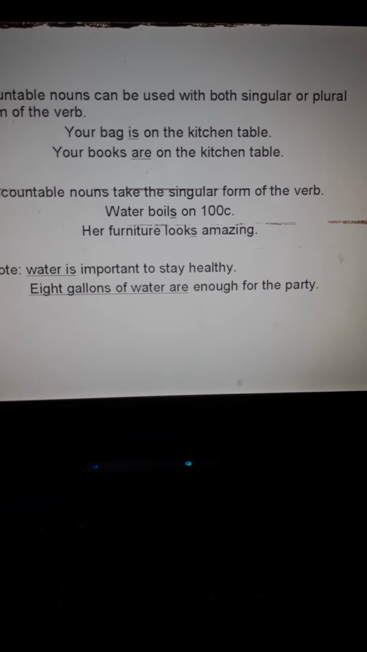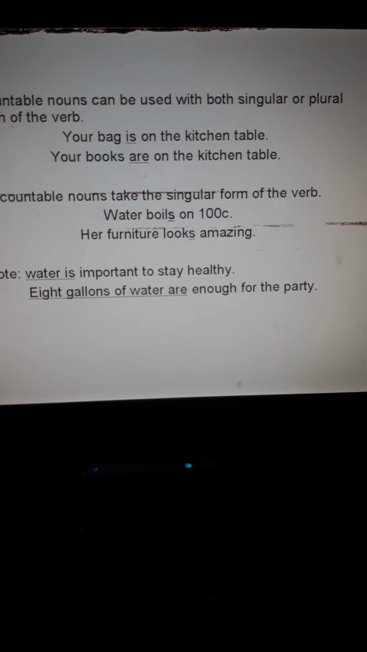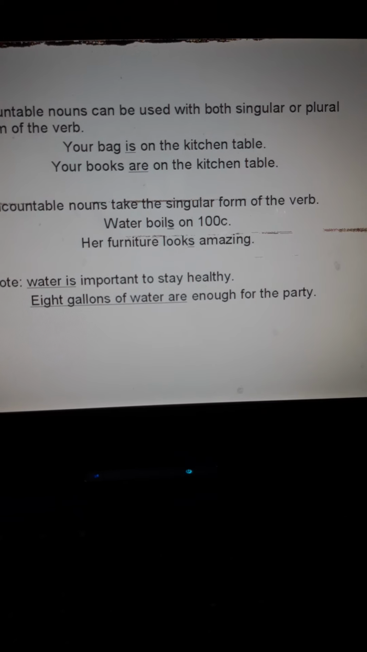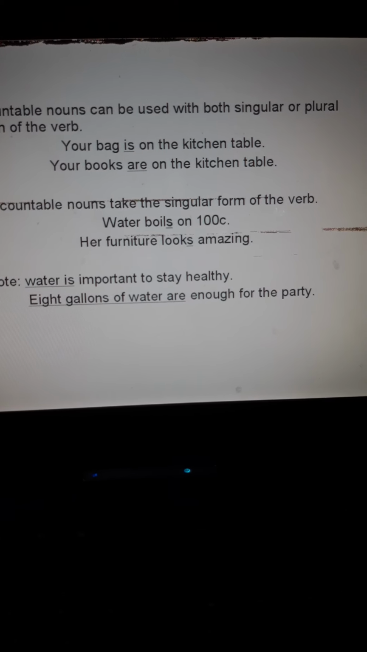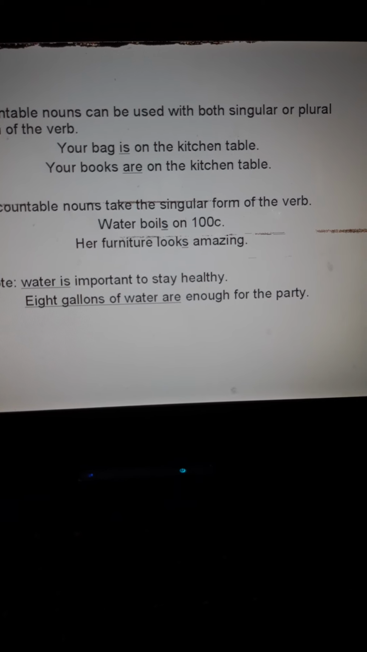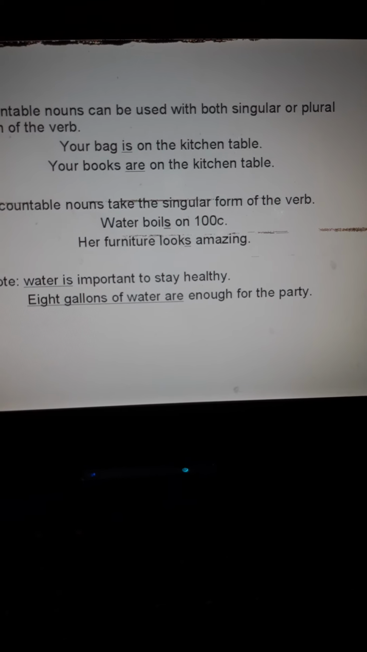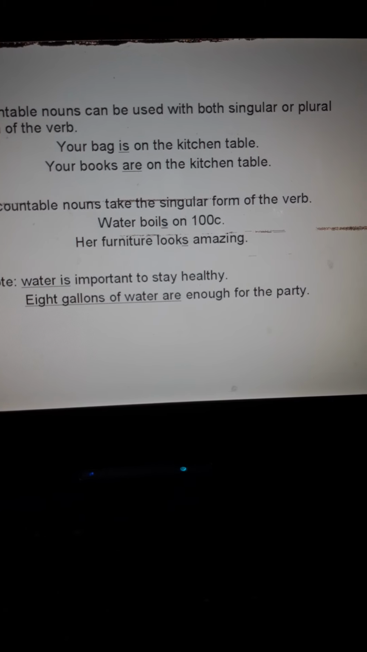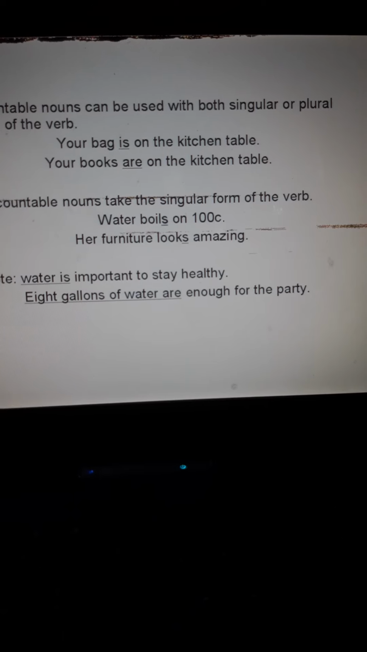Furniture is a category. What is the meaning of category? يعني فئة. يعني furniture الأثاث بشكل عام يعامل معاملة المفرد. It is an uncountable noun. But when we talk about the table, we have table and tables. Chair, we have chair and chairs. Side lamp, we have side lamp and side lamps.